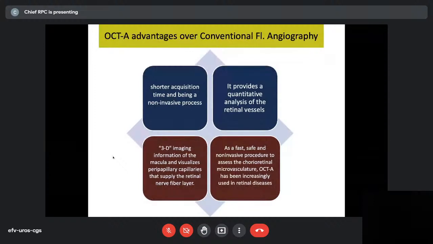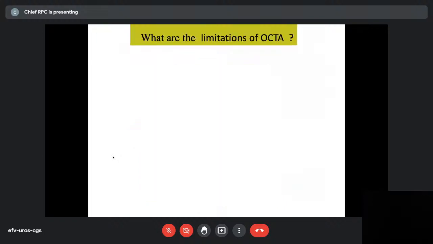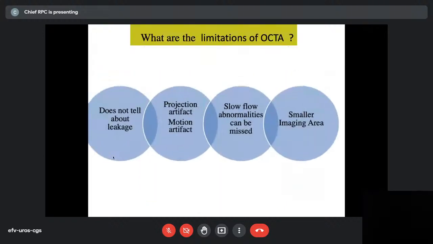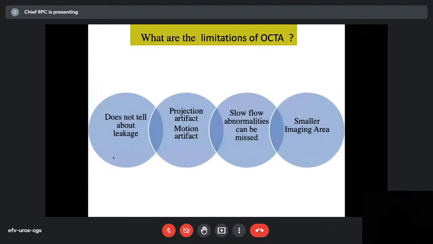OCTA is non-invasive, gives faster quantitative analysis of the retinal blood vessels, and 3D imaging. You can see the choroidal microvasculature; OCTA is increasingly used. It has some limitations: leakage, projection, and a lot of artifacts: projection artifact, motion artifact, segmentation artifact. Motion is head movement, eye movement. Projection artifact is when the superficial vessels get projected onto the back of the retina, the RPE. So you have to know those.